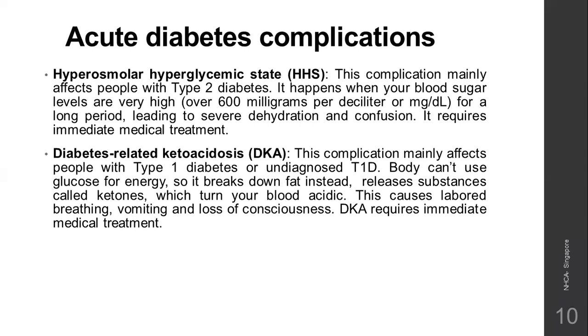Ketones go into your liver. Ketones go into your brain. Wherever the organs are, this acidic, ketone-rich blood will go there. That gives you a fruity kind of breath. When ketones go into the lung, it gives you a fruity breath. And this causes labored breathing, vomiting, loss of consciousness, and it requires immediate medical treatment in a situation of ketoacidosis.